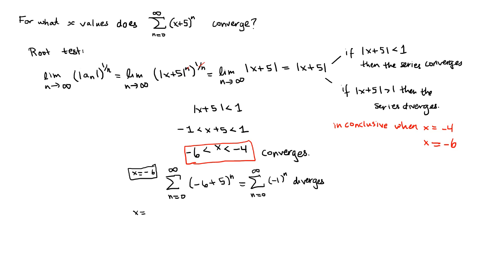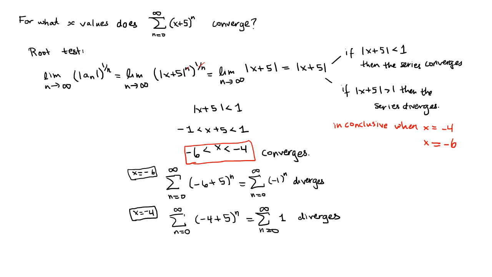If we plug in x equals -4, then we see this is the sum from n equals 0 to infinity of (-4 plus 5)^n. And so this is the series adding up infinitely many copies of just 1. Okay, and this one diverges too. Both of them diverge by the divergence test, by the nth term test.